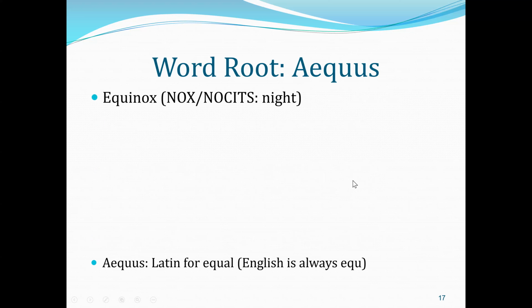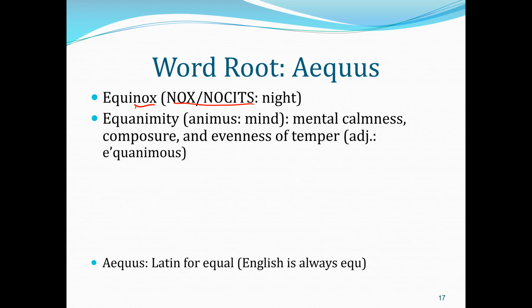The next word is equinox. The nox comes from the root nox or noctis, meaning night. But here the meaning is not equal night. Instead, the meaning is either of the two points on the celestial sphere where the celestial equator intersects the ecliptic. So that is equinox.